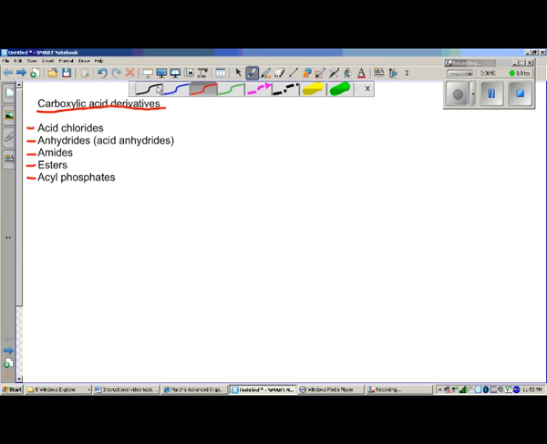So let's look at the word derivative and see what that means with respect to these molecules. We've seen before that a carboxylic acid looks like this, with whatever this group is here, some R group. So when we talk about derivatives of that, all we're talking about is taking this group and replacing it with something else. So for an acid chloride, as you can probably imagine, that group has changed from OH to Cl.